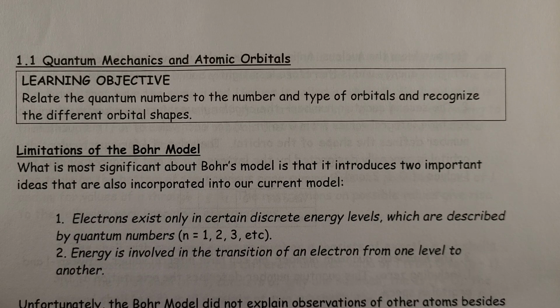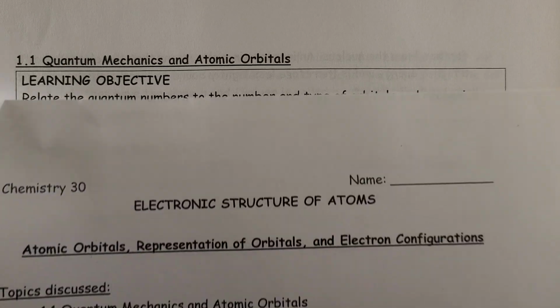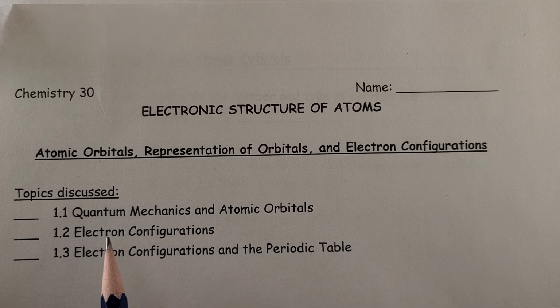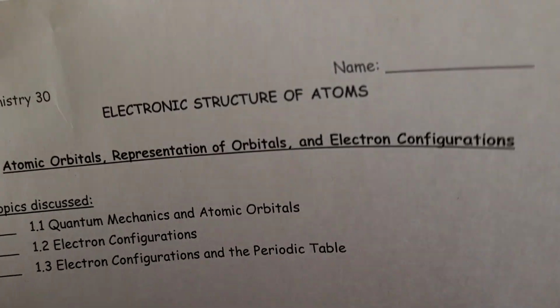Welcome back, Chemistry 30. This is the beginning of the atomic orbitals, representation of orbitals, and electron configuration section for the introduction to chemistry. So what we'll be looking at in this video is quantum mechanics and atomic orbitals, and then electron configurations and electron configurations and the periodic table will be the following two videos.